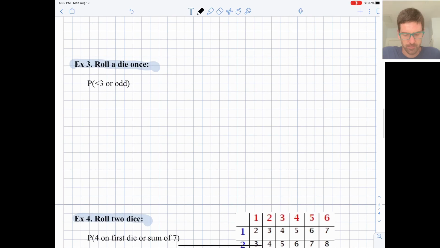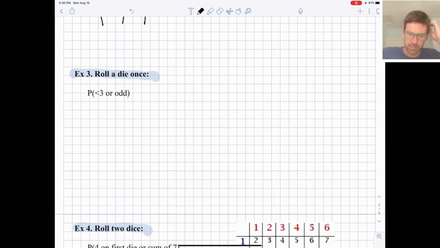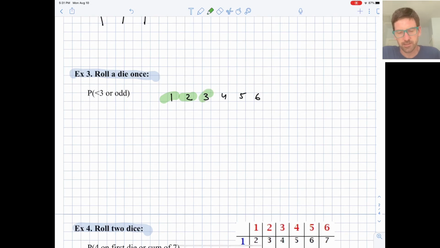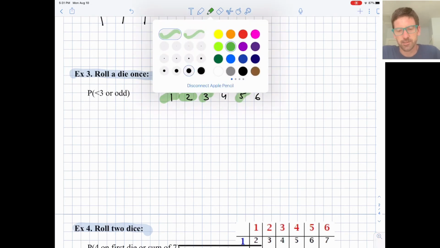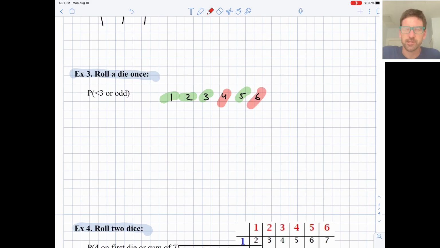All right, next one. Roll a die once. What's the chance of getting a less than 3 or an odd? So let me show you another way that I like of doing OR probability with a simple setup like this. We're just rolling one die once. Let's highlight in green the numbers that work in terms of a success. Less than 3, those two numbers are less than 3. And additionally, let's highlight some odds right there. And so these are the two numbers that don't work. The 4 and the 6 don't work.